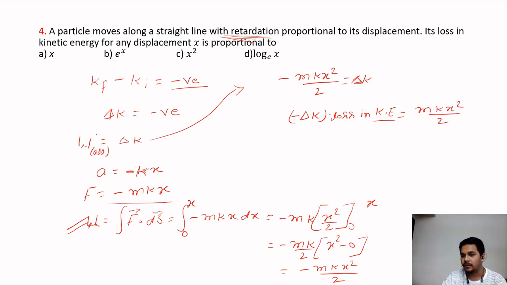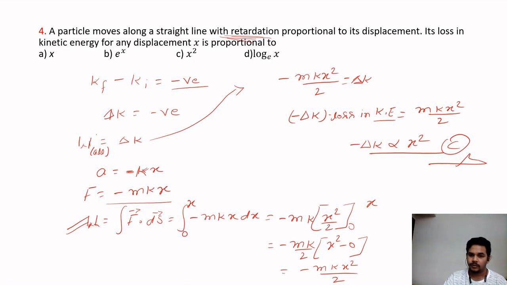Now they haven't asked anything regarding the constant. They have asked only for the loss in kinetic energy for any displacement x, its proportionality. So what we can say here, minus delta K will be directly proportional to x square. So here we can say option C will be the correct one. So using the work-energy theorem, we got this loss in kinetic energy. Let's move to the next question.